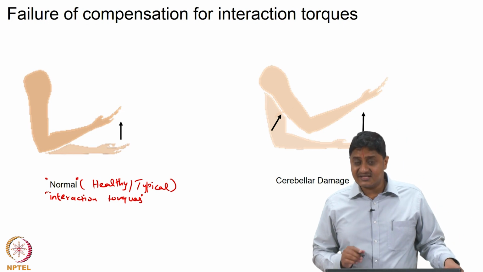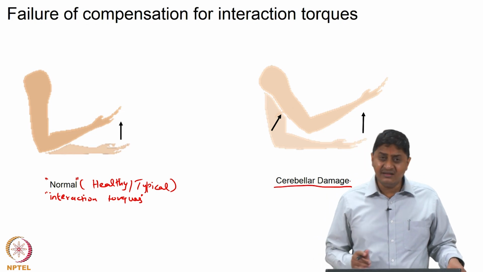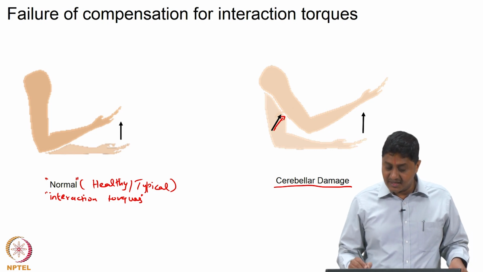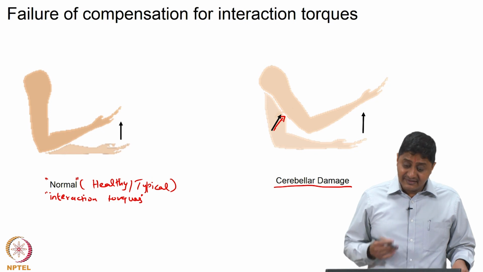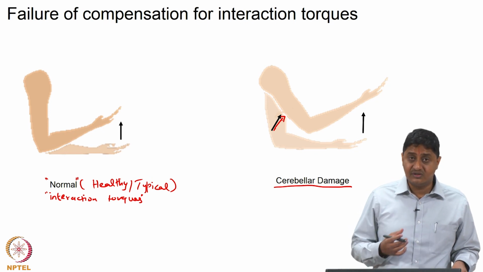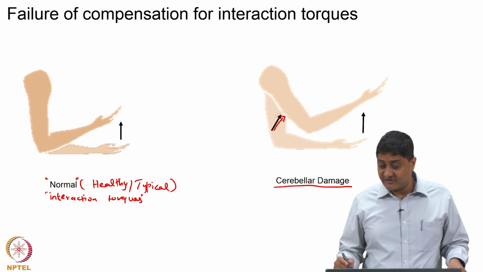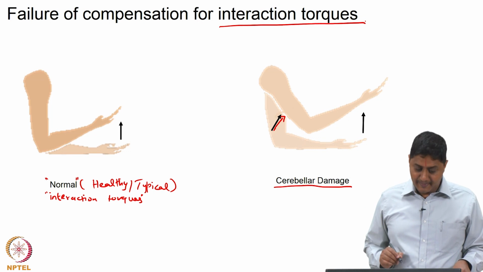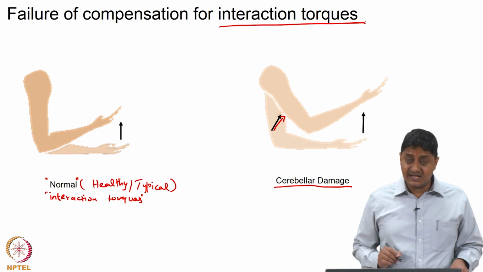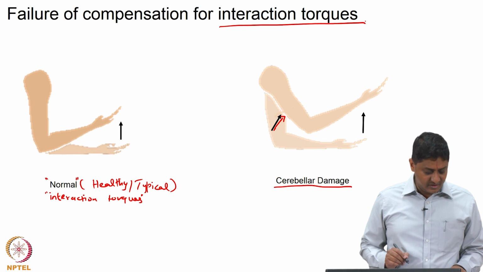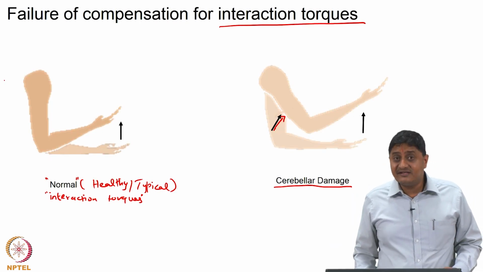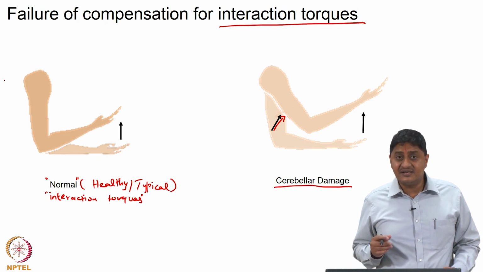But when a person has cerebellar damage and the same movement is performed, usually you see some unwanted movement. That means the system is not able to account for the possible effects of dynamics, for the possible interaction torques, right. So, there is this failure to compensate for interaction torques. Also, we said that the cerebellum anticipates movement. What happens if this ability is compromised?